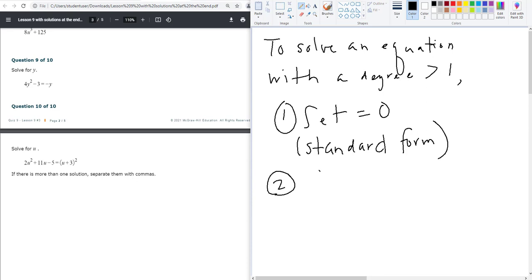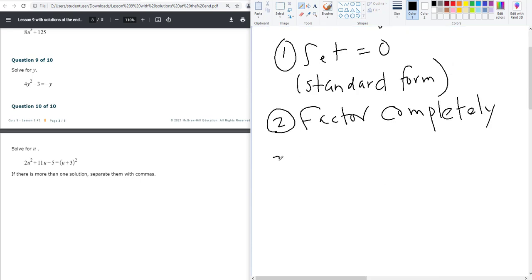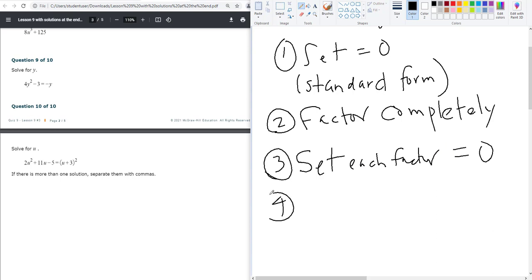Number 2, factor completely, which is why we've been doing all this factoring. That means that you take out the GCF first, you group if there are 4, you AC if there's a trinomial, and you use one of the patterns we just went over if it's a binomial. Once it's factored, you set each factor equals 0. And then step 4, you solve them.